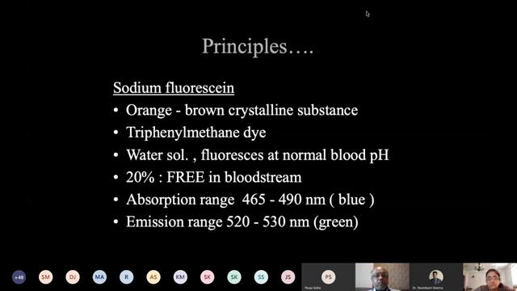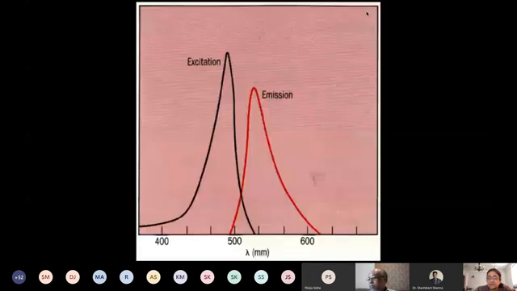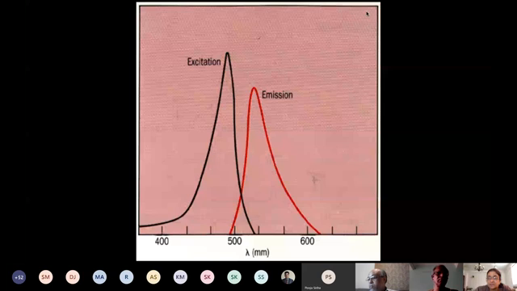The entire principle of fundus fluorescein angiography is based on this, where the sodium fluorescein dye molecules absorb the light in the blue range and emit light in a higher range, that is, in the green range. So we have an excitation taking place in the blue range, and the emission takes place in the green range.